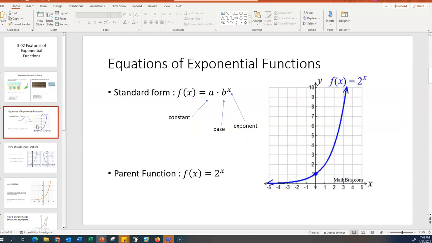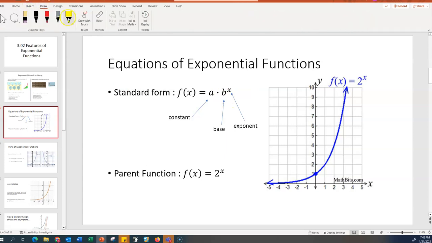The standard form of an exponential function is a times b to the x. A is going to be your constant, and as we learned in Unit 1, a is also your y-intercept, or your initial value. So let's make note of that. It's your initial value, which is also your y-intercept. B is your base. B is the rate at which you're increasing. As b gets bigger, you're increasing faster. And then x is your exponent. That's the key for exponential functions, is that your variable is an exponent.